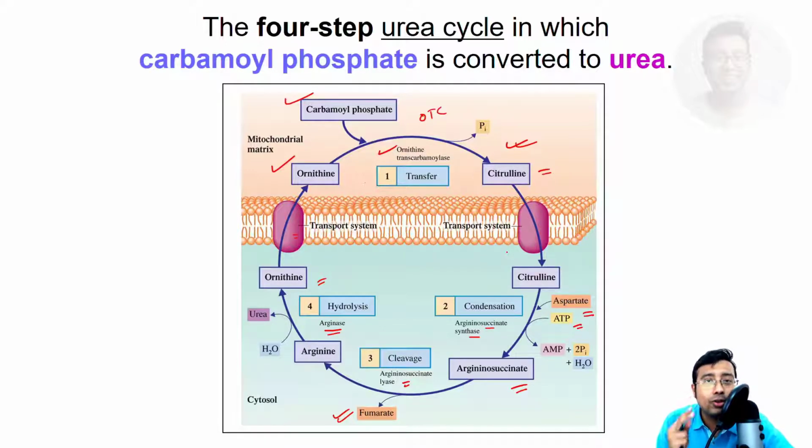So in the urea cycle, two components are transferred across the membrane. Ornithine is transported from cytosol to mitochondria, and citrulline is transported from mitochondria to cytosol. So the first step is carbamyl phosphate synthesis from CO2 and NH3 in the presence of ATP. This carbamyl phosphate combines with ornithine to form citrulline, from citrulline to argininosuccinate, argininosuccinate to arginine, and arginine again to ornithine. Okay, so every textbook has got this figure.